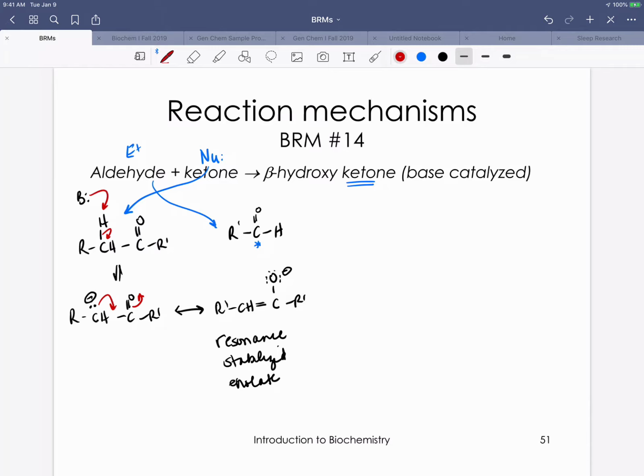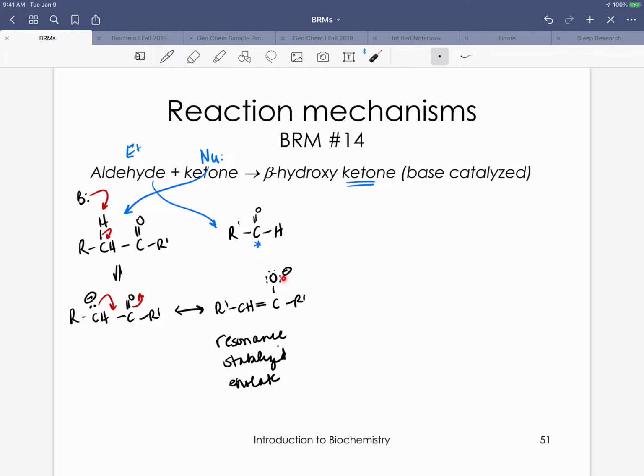Okay, so coming back to our mechanism here, what we're going to see is now we're going to have this resonance stabilized intermediate act as a nucleophile. And what's going to be interesting, and I'm just going to highlight this here, even though the negative charge right now resides in this oxygen, it is the more electronegative atom, so we're better putting the negative charge on that atom for our resonance structure.